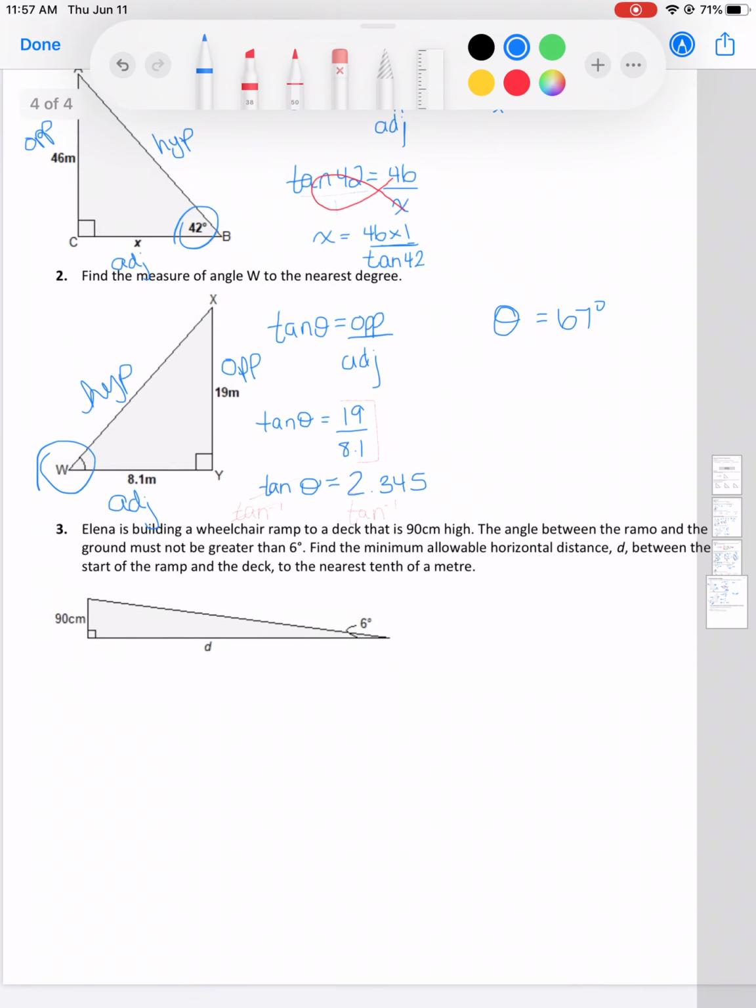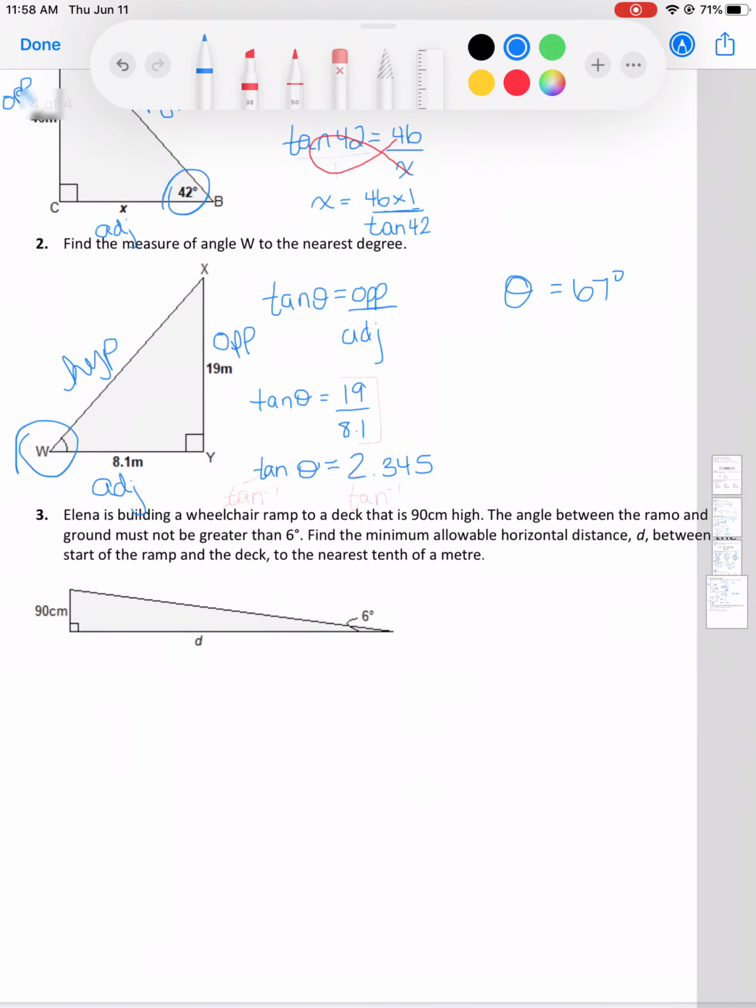So this last one is a real life question that you could easily see, and you will be getting on your test tomorrow, your assignment, whatever. So Elena is building a wheelchair ramp to a deck that is 90 centimeters high. Okay, so this deck is 90 centimeters. If you think of it, the deck's not very long. You'd get like 3 30-centimeter rulers, right?